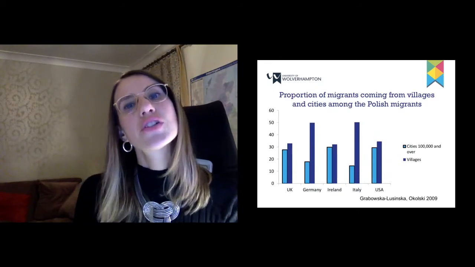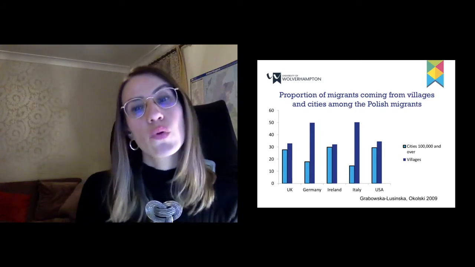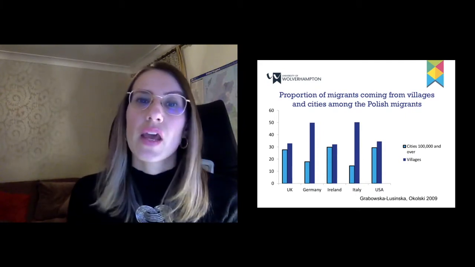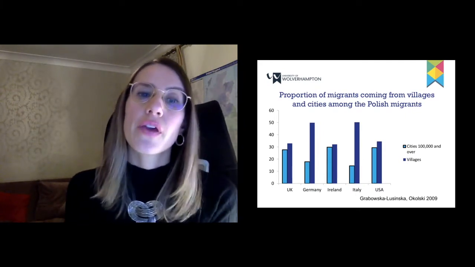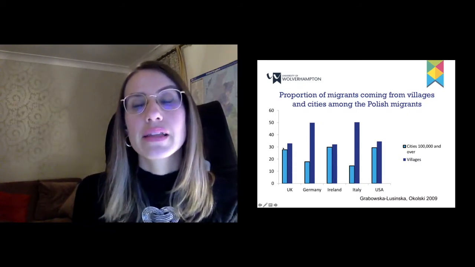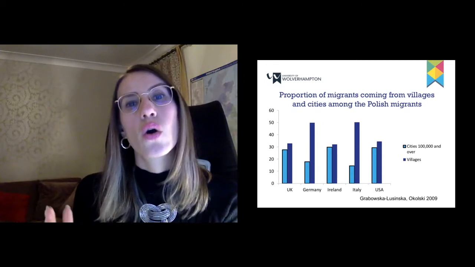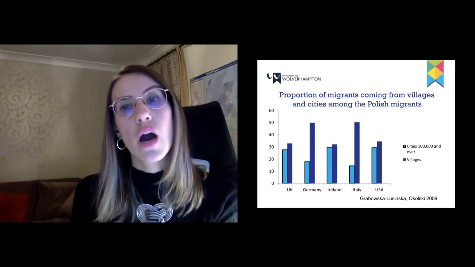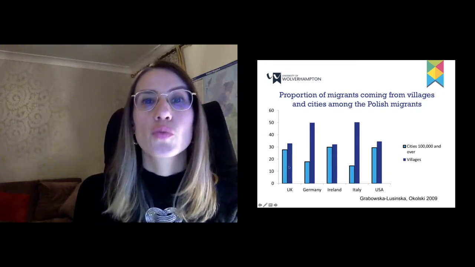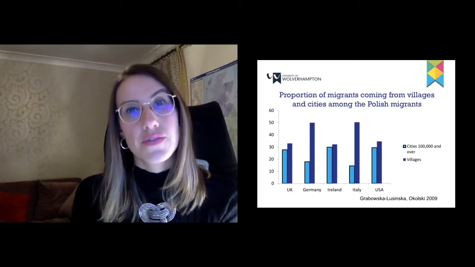What about their places of origin? When we look at the same receiving countries, that is UK, Germany, Ireland, Italy, and USA, and when we look at Polish migrants following this EU accession in 2004, you will see that for the United Kingdom, the percentage of migrants who came from cities of 100,000 inhabitants and over was considerable. Almost 30% of Polish migrants who migrated to the United Kingdom were people coming from the cities.